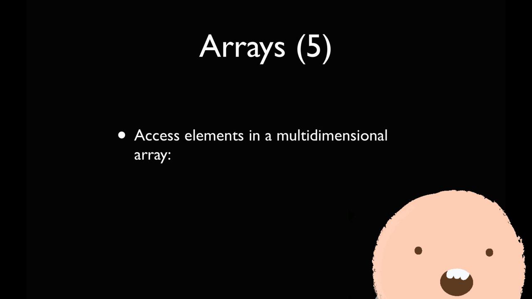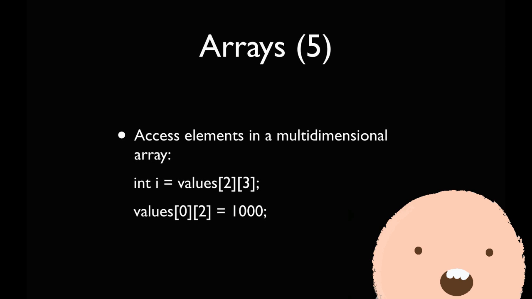Now, we access the elements in a multi-dimensional array very similar to what we do with a linear single-dimensional array. Here is an example where I'm accessing values, and it's going to be the row with index 2 and the column with index 3. And once again, these are 0-based. I can also assign values in a multi-dimensional array using the same type of indexing. So here I've got values[0][2], so row 0, column 2 gets the value 1000.